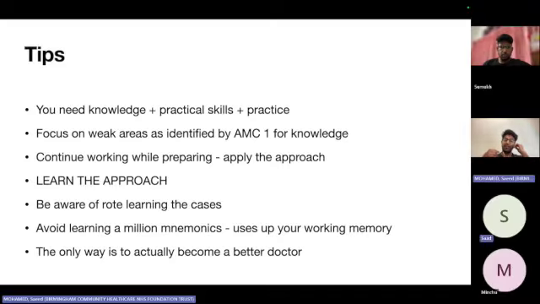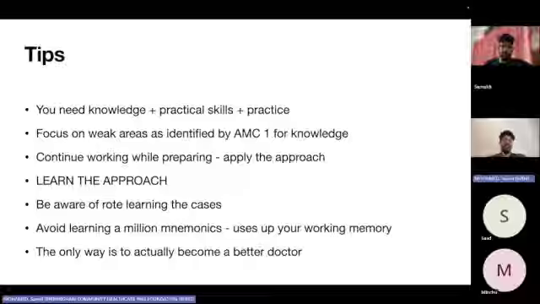And I'm expecting you guys to have the knowledge because you would have passed AMC Part 1 when you're giving AMC Part 2, because that is a must. Then you need to focus on the weak areas that have been identified by AMC 1. For example, if you're weak on certain pediatrics, you need to really read about those and get more knowledge in that.